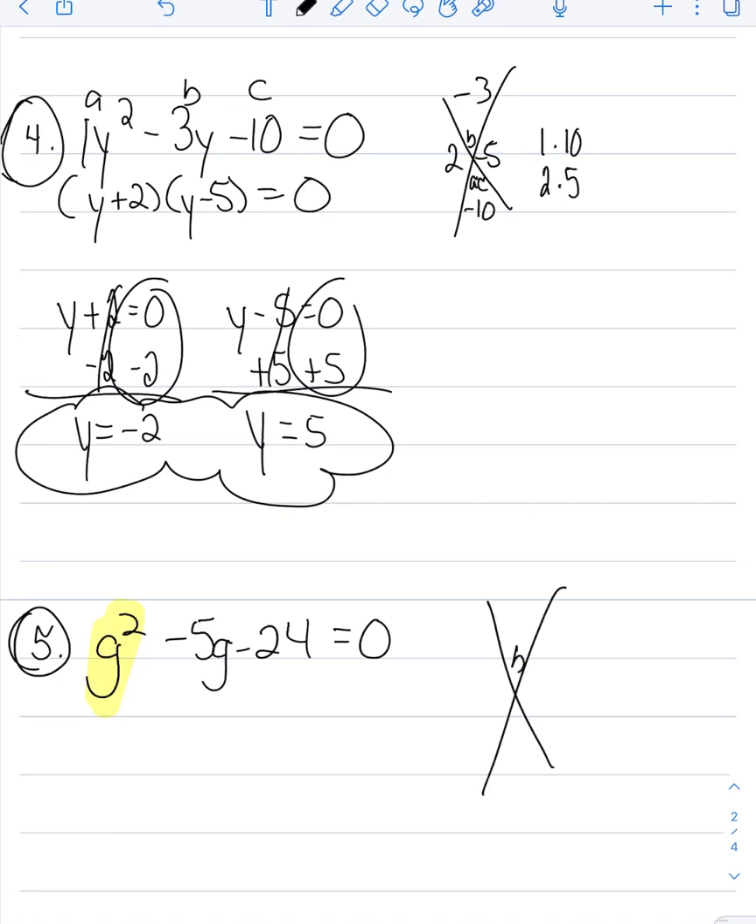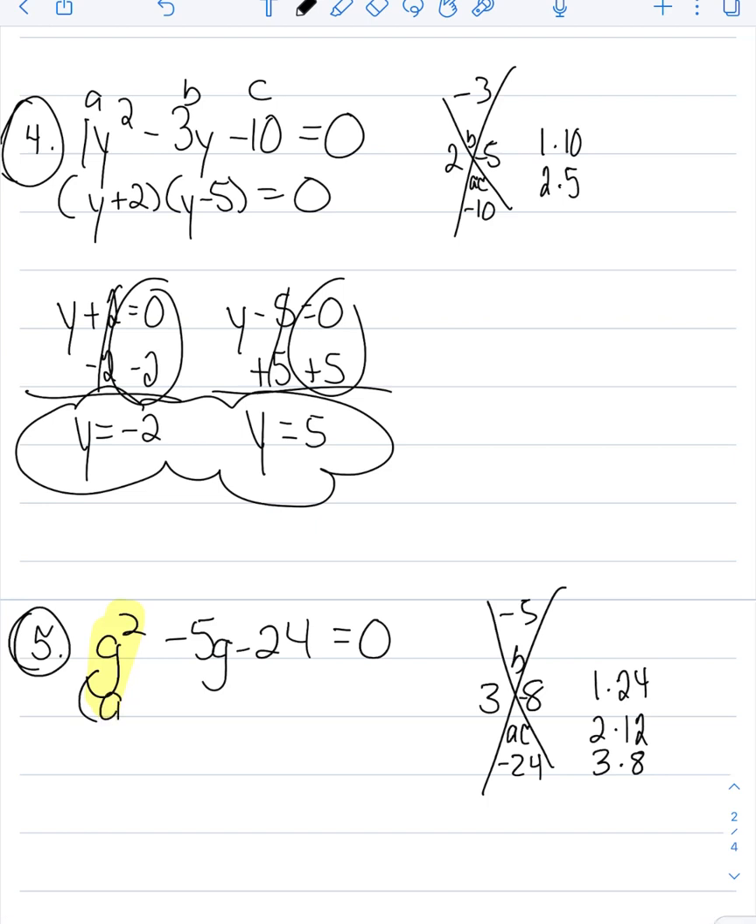Magic X looks like the best strategy here. Magic X has your back. So b is -5. 1 times -24 is -24. So let's do 1 times 24, 2 times 12, 3 times 8. 8 minus 3 is 5. There we go. So I'm going to use 3 and 8. I want my answer to be negative. So 3 minus 8 is -5. Yep, 3 times -8 is -24.